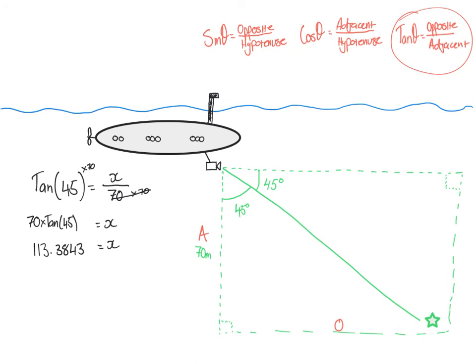And my calculator gives me 113.3843. Now I'd like to round this one off to one decimal place. So that's just this one here. I need to look at the number that comes next, which is an 8. It's higher than 5. So this one rounds up to 113.4 meters to one decimal place. So that means that our submarine camera is 113.4 meters away horizontally. So that means this way. 113.4 meters horizontally away from that sea star.